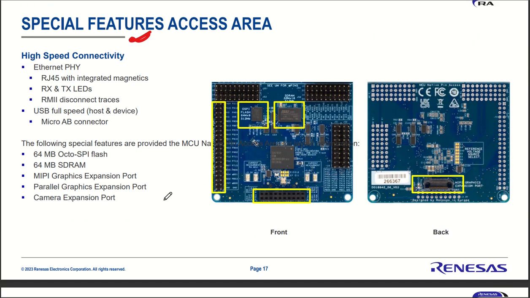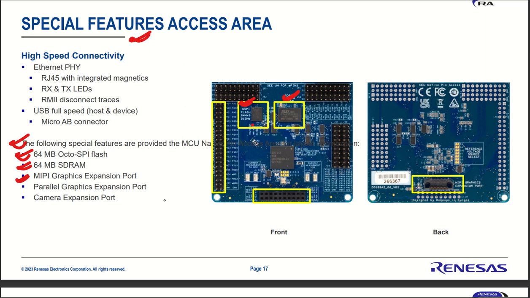Now, it has the following special features provided with the MCU. One of them is 64 MB octo SPI flash. One more is 64 MB SDRAM. So one of them is SDRAM, and one of them is SPI flash. Another one is a MIPI graphics expansion port.